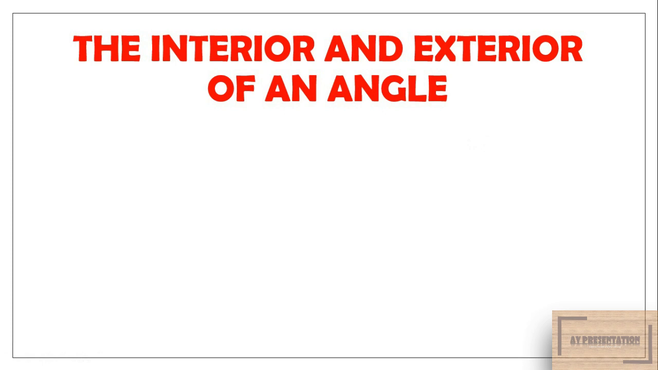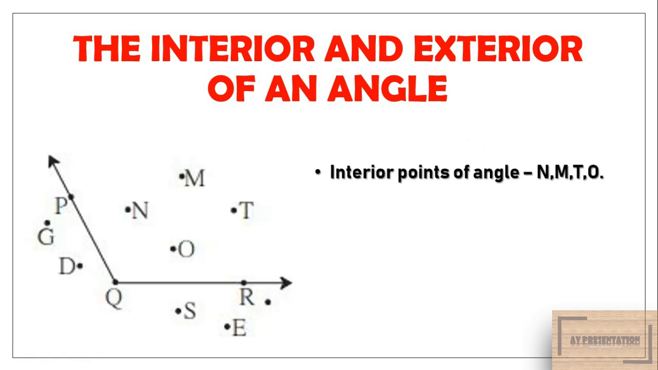The interior and exterior of an angle. Observe the figure. Interior points of an angle: in this angle, look at the interior side. There are point M, point T, point O and point N. These points are on the inner side, so they are said to be interior points. Exterior points of an angle: point G, point T, point S, point E. These points are said to be exterior points of the angle.